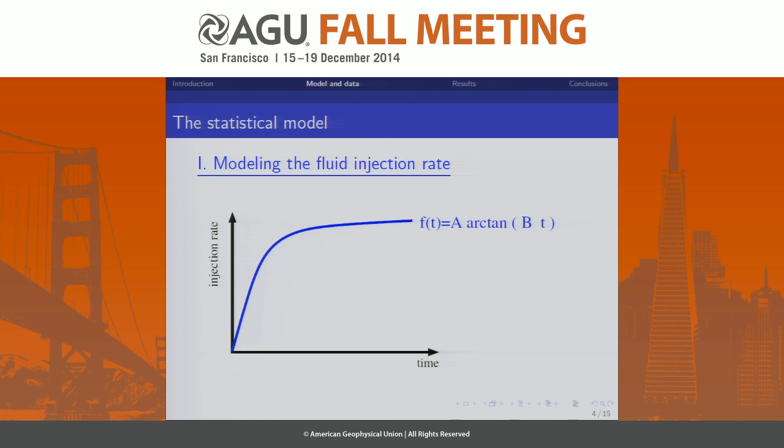So, first of all, we have to model the fluid injection rate, and this is done in the following way here, in a general context. We assume that at some point the injection of fluids is switched on here and reaches after some time a saturation value or approaches the saturation value. And this overall behavior can be modeled quite conveniently by the function arcus tangens. So we use here for the fluid injection rate the function f(t) = a times arctan(bt). And this comes with two parameters. The parameter a is more or less the saturation rate, which is shown here. And the parameter b controls the time to saturation, so how fast or how slow this saturation value is approached.